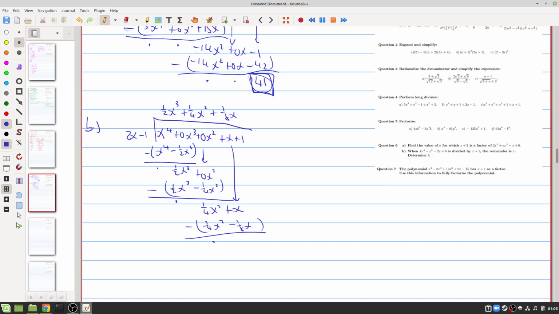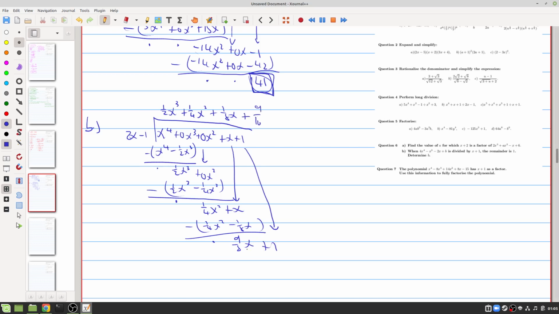x minus minus 1 over 8, that's x plus 1 over 8. So that's going to be, what is 1 plus 1 over 8? That's 9 over 8x. Okay, and bring down our next value, plus 1. So 9 over 8 divided by 2 is 9 over 16. So plus 9 over 16.